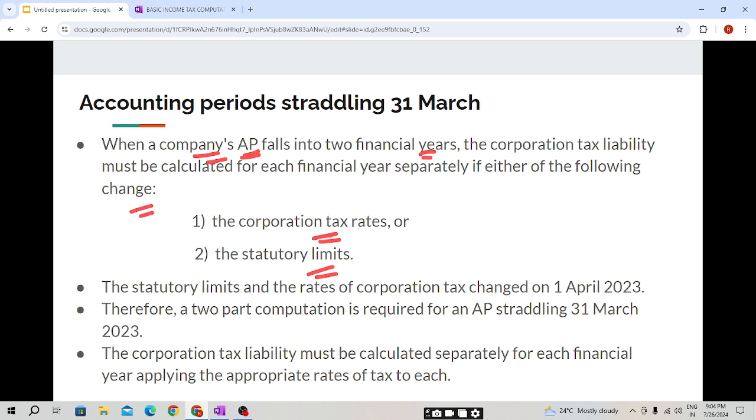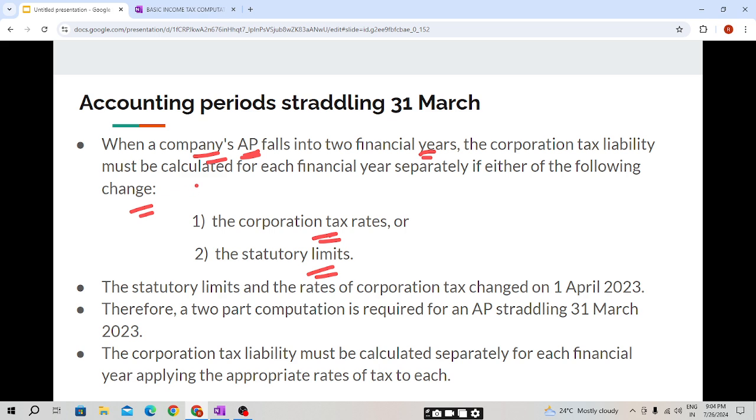So students, as we have seen, for the previous financial year we had a main rate of 19%, no upper limit, no statutory limit, no upper, no lower limit. So if the accounting period falls between two financial years, we need to calculate the corporation tax for each financial year separately.